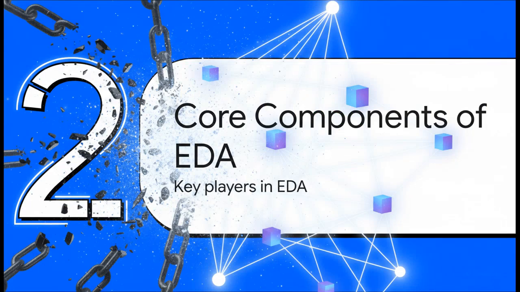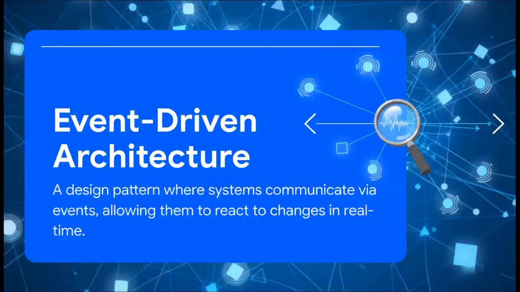All right, so if the old way is this brittle chain just waiting to break, how do we get away from that? Well, let's dive into the key players, the fundamental building blocks of event-driven architecture, because this is where the magic really happens. So what is it really? At its core, event-driven architecture is a way of designing software where different systems talk to each other by producing and consuming events. So instead of one system telling another, hey, do this, it just announces that something happened. And then any other part of the system that cares can listen and react. It's all about reacting to things in real time.